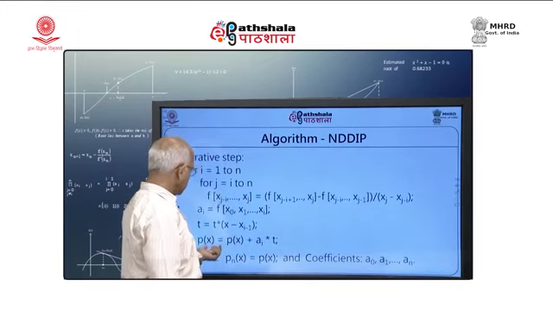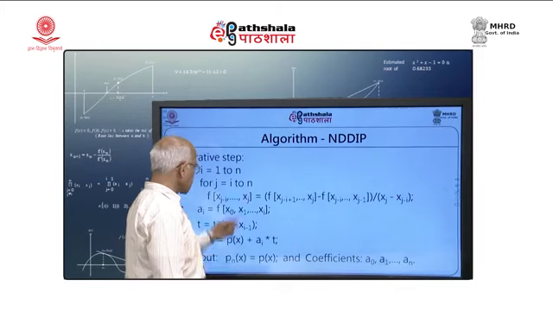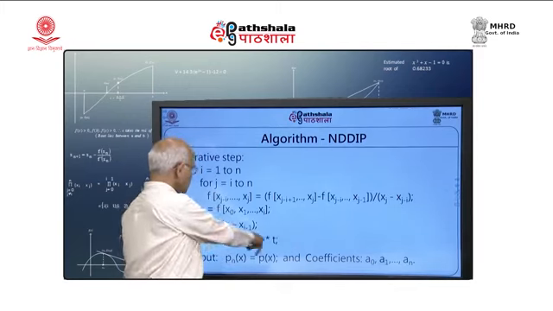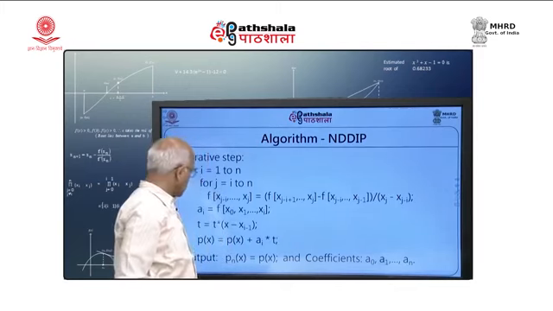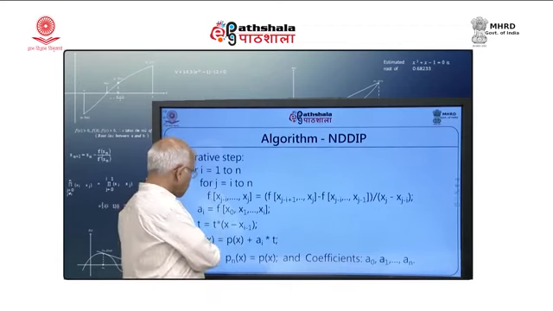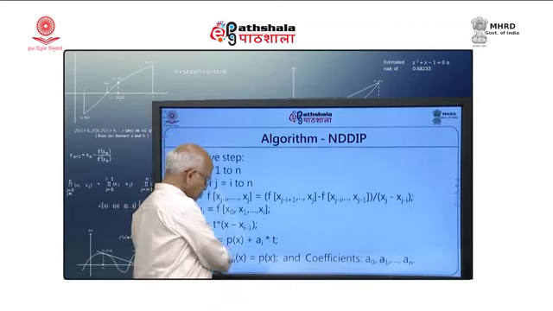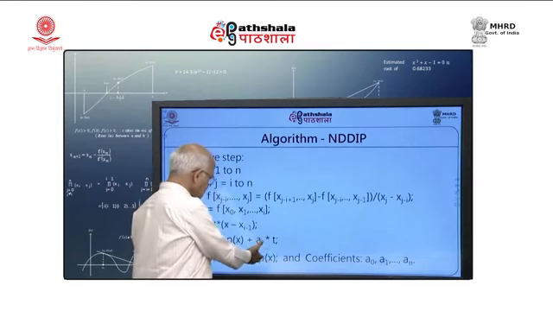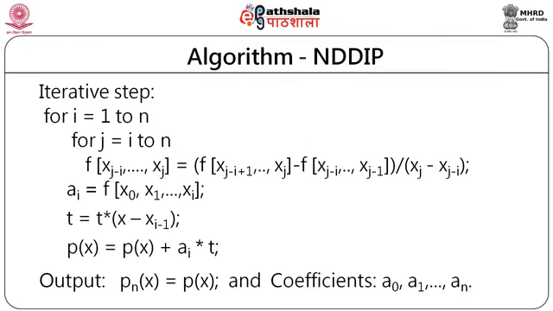Once both these for loops are executed completely, I will be getting the value of p x. The output is nothing but p n x; I am storing that value in p n x, nothing else, just to indicate that this is the nth degree polynomial approximation. And the coefficients of the polynomial we are considering are a 0, a 1, a 2, a 3, a n. So, these are the coefficients. Once I give you these coefficients, we can easily write down the polynomial, because the form of the Newton's divided difference interpolating polynomial is already known to you.